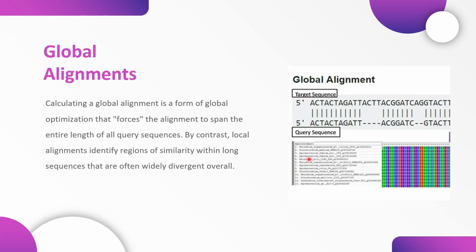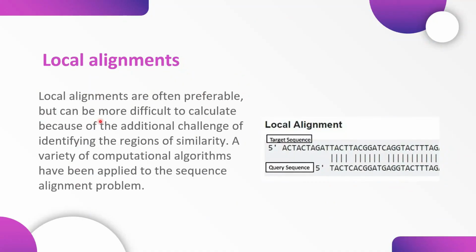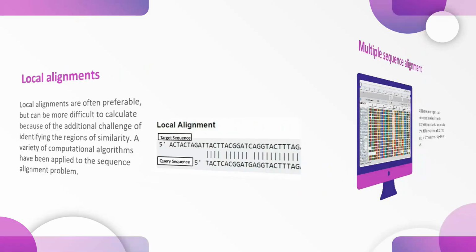Local alignments are often preferable but can be difficult to calculate. To identify the regions of similarity, a variety of computational algorithms have been applied to this problem. For example, if we just have to compare this section, this is called local alignment.